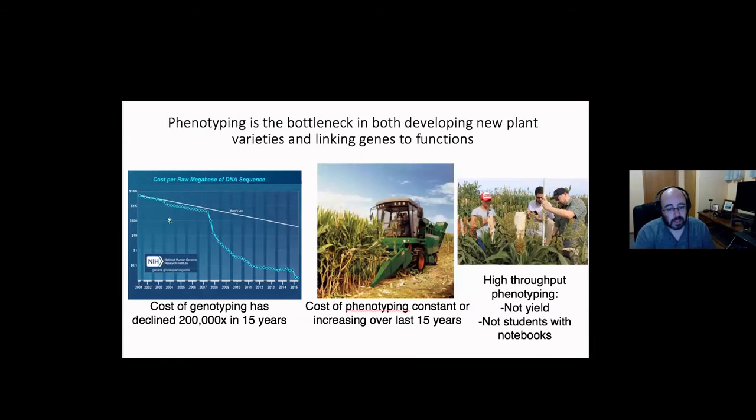So on this slide, I don't know if you can see my cursor or not, but this image on the left-hand side is probably one of the most overused slides that you will run into in the field of biology, which simply shows how rapidly the cost of sequencing has declined in our ability to measure the genotype of an organism. So whether we are doing plant breeding, whether we're trying to link the functions of a particular gene to a particular phenotype, we need both genetic and phenotypic information.